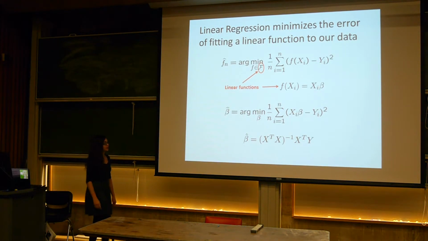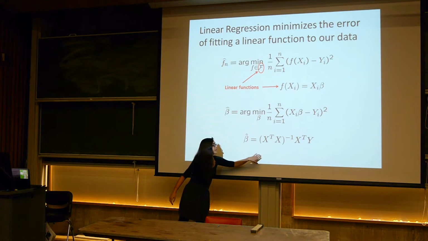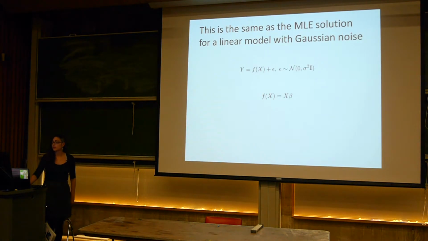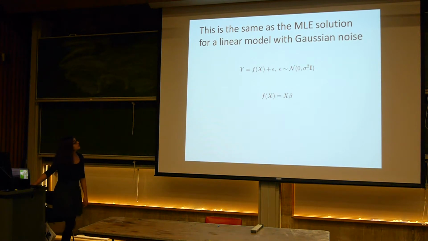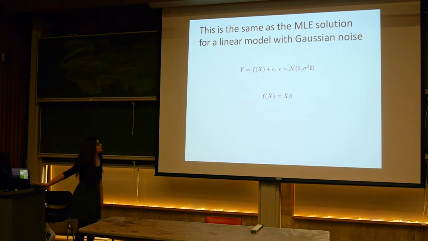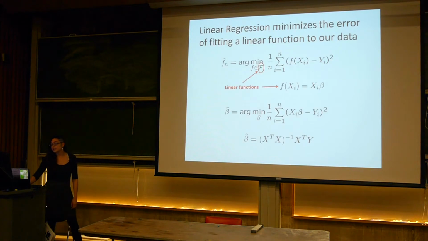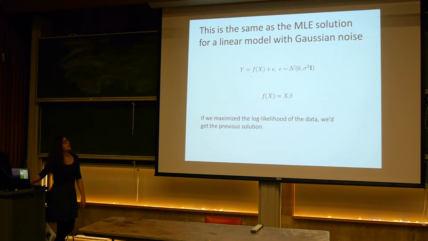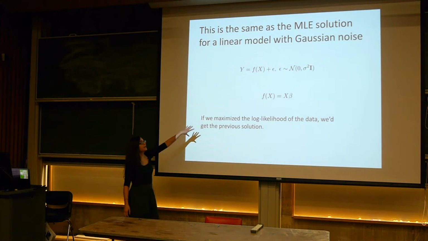Remember that what's important to us is whether or not this quantity is invertible. And as probably caused some confusion on the online homework, this result that I just showed you is technically the MLE if I assume Gaussian noise, so that y is drawn from a Gaussian with mean x beta and variance sigma squared I. So if we maximize the log likelihood of the data under this model, we would get the previous solution.